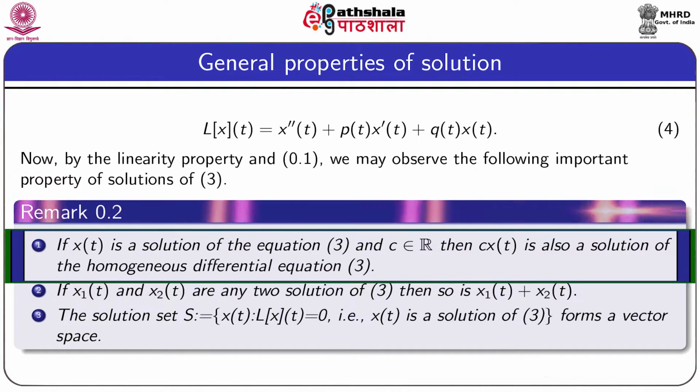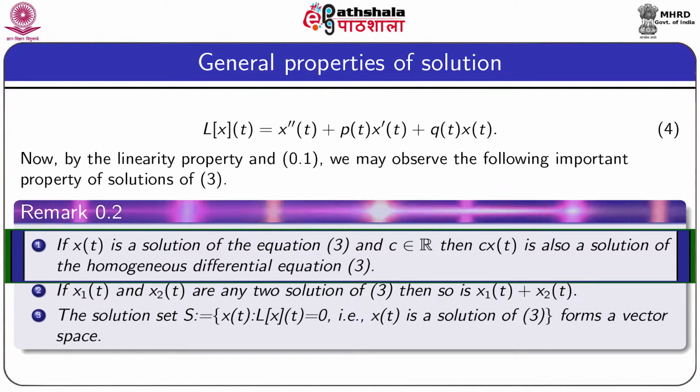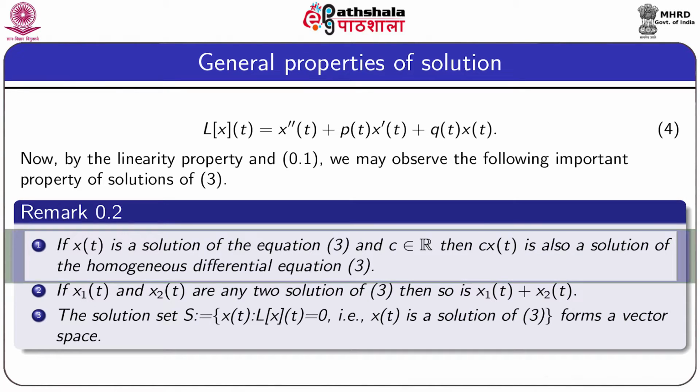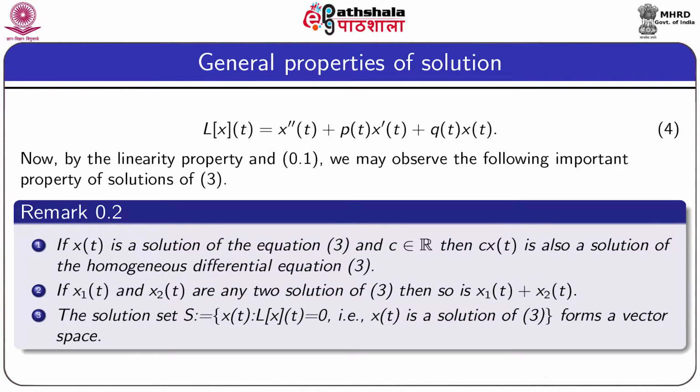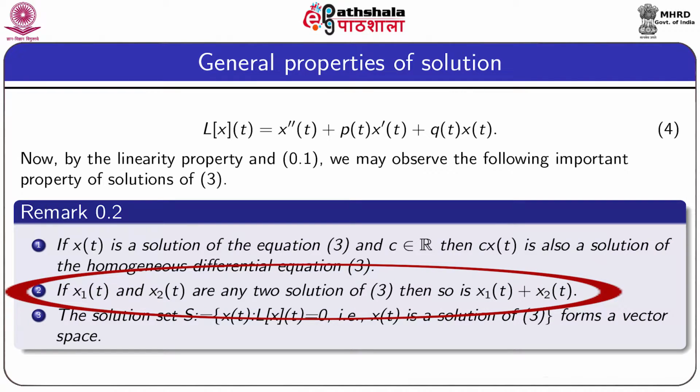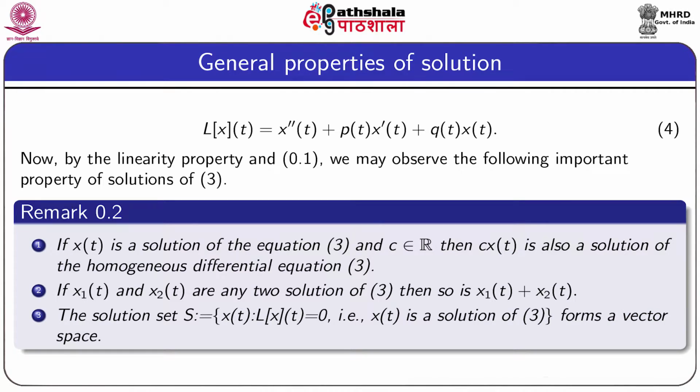If x(t) is a solution of equation (3) and C belongs to R, then C x(t) is also a solution of the homogeneous differential equation (3). If x1(t) and x2(t) are any two solutions of (3), so is x1(t) + x2(t). And lastly, the solution set S, which consists of x(t) such that L x(t) equal to 0, that is, x(t) is a solution of (3), forms a vector space.